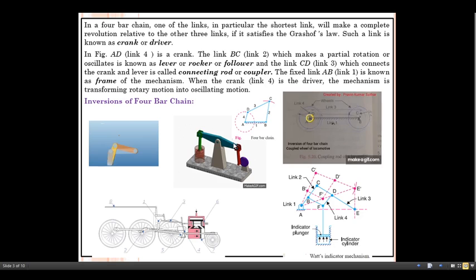So in this mechanism, when the crank rotates about the fixed center, let us suppose this is any center. If I consider this as a center, the lever oscillates about a fixed center. If you see here, this lever will start to oscillate about this center. I'll consider this as center D. Let us assume that here the name is C.